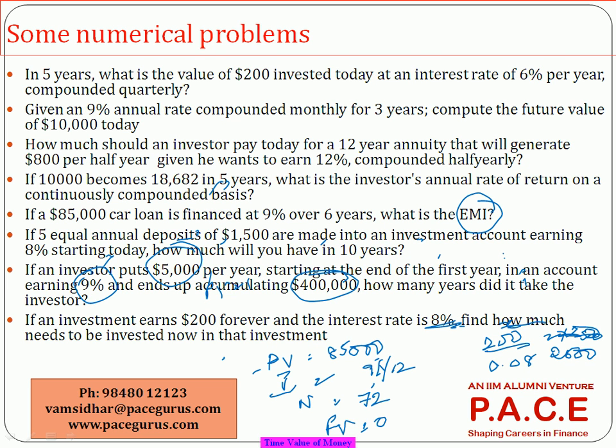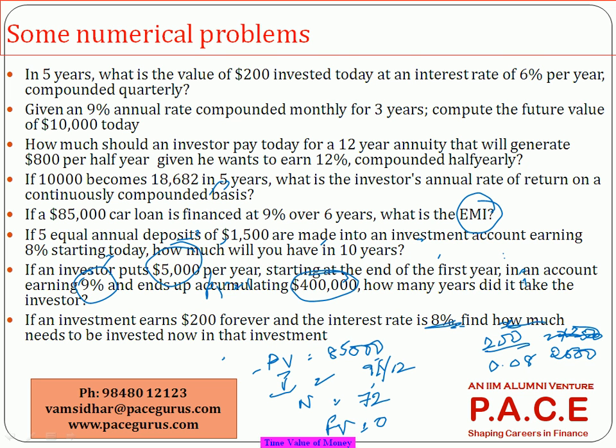And okay, one more thing is annuity due. If the annuity due example is there, like this one: 5 equal annual deposits of 1500 are made into an investment account earning 8% starting today.